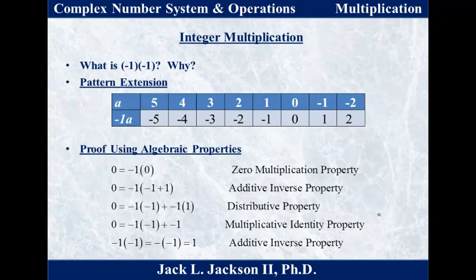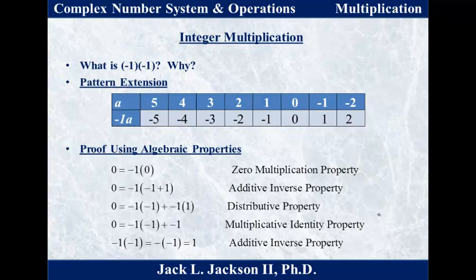So what would make sense in this pattern for negative 1 times negative 1? Well, look at the nice pattern that we have going here. The A's are just going down by 1. And what's happening to the negative 1 times A's? They're just going up by 1. They just have the opposite sign. So if this is going to keep going, negative 1 times negative 1 should be positive 1. So we got a nice pattern here. If this pattern is going to continue, negative 1 times negative 1 has to be positive 1.